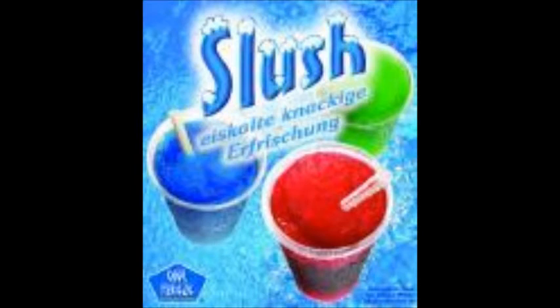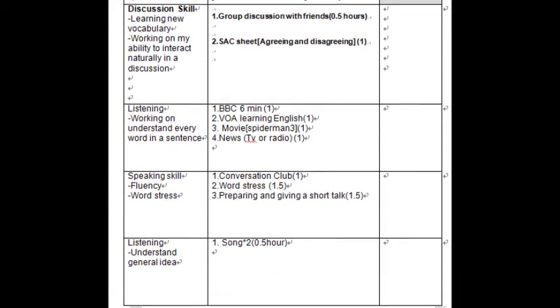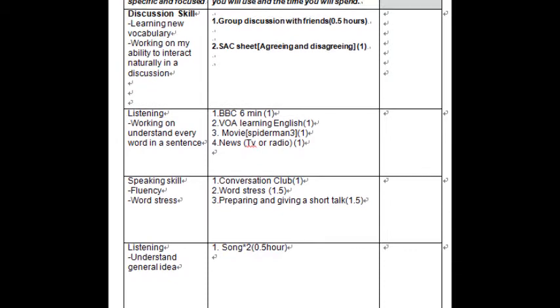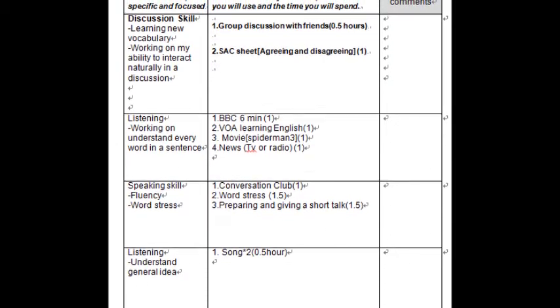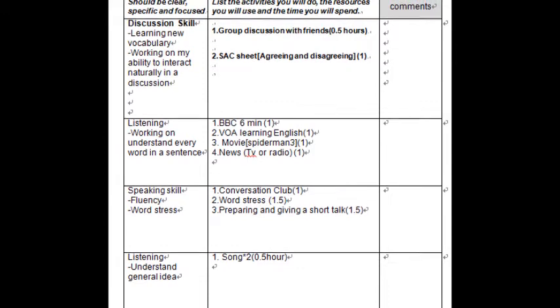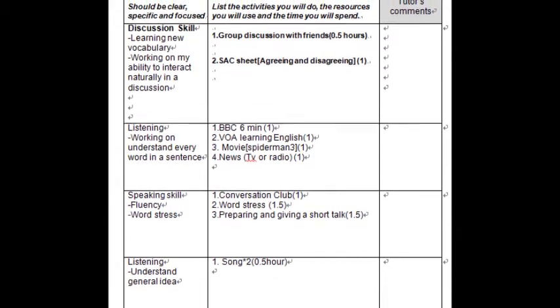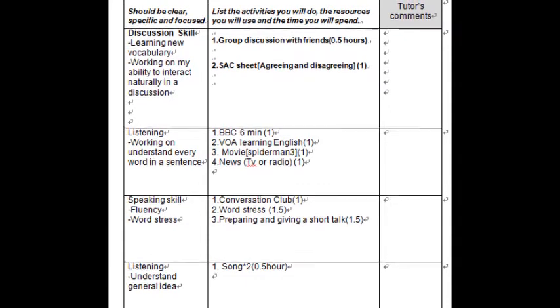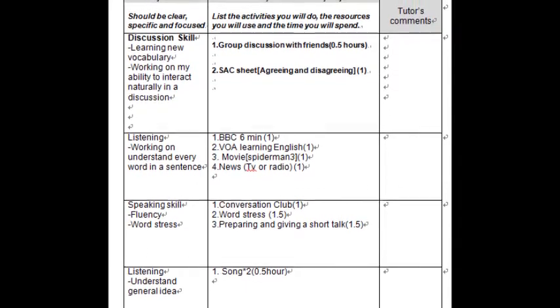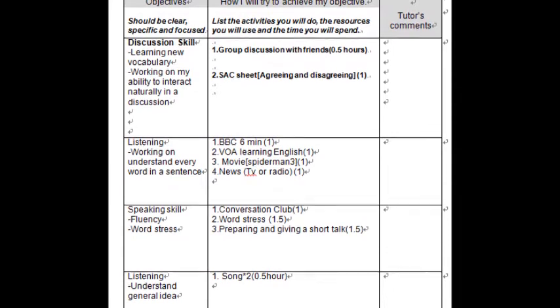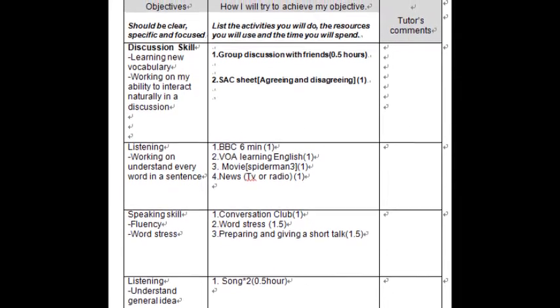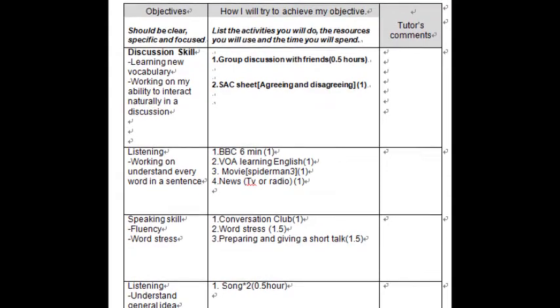The reason why is I'm not good at dropping notes and not good at understanding the main keys in the news or even lectures. The objectives that I want to improve are, firstly, discussion skill, which works on my ability to interact naturally in a discussion. Secondly is to work on understanding every word in a sentence while listening. Thirdly is to speak fluently, and lastly is to understand general ideas while listening. However, in this digital story, I will just focus on the first 2 objectives.